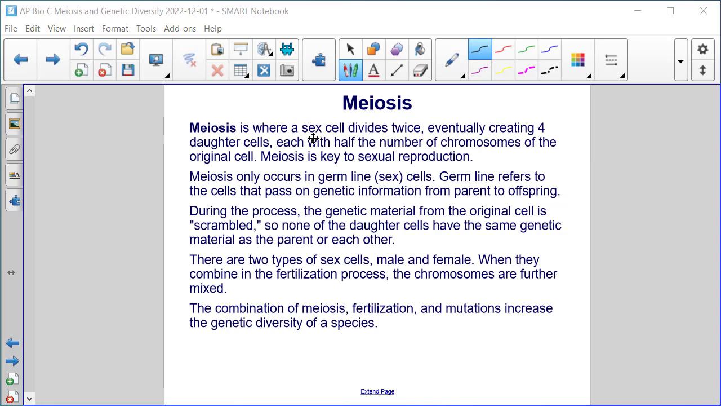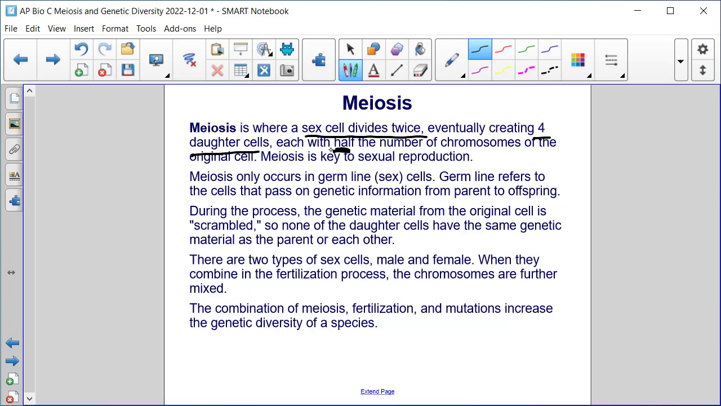Meiosis is where a sex cell divides twice, eventually creating 4 daughter cells, each with half the number of chromosomes of the original cell. Meiosis is key to sexual reproduction. Meiosis only occurs in germline or sex cells. Germline refers to the cells that pass on genetic information from parent to offspring.